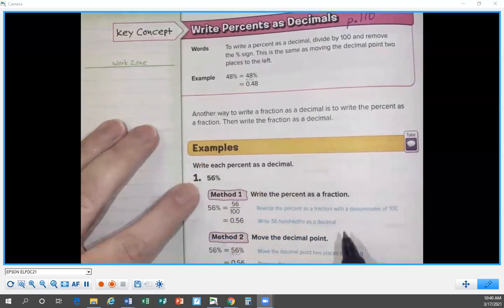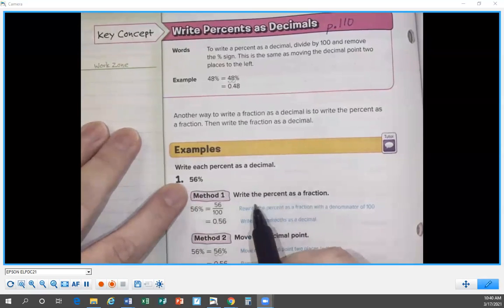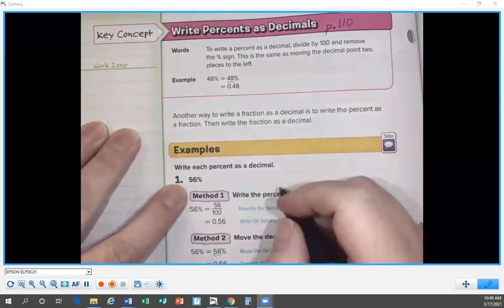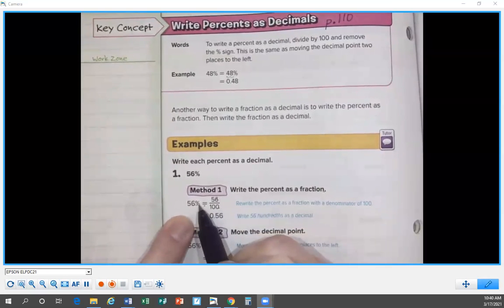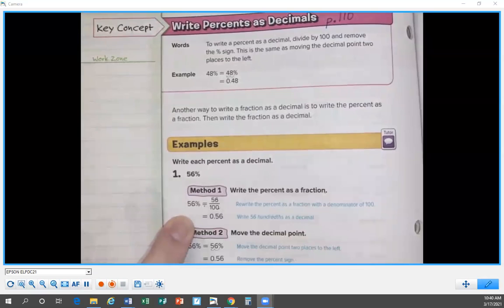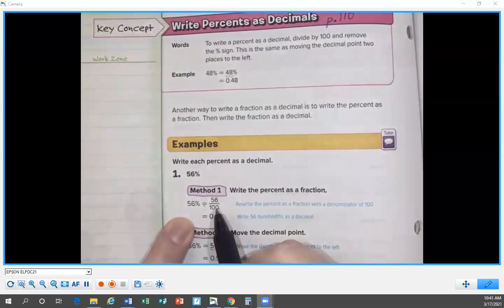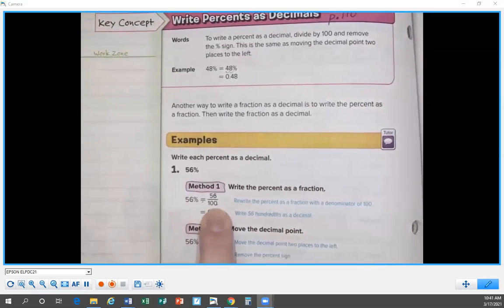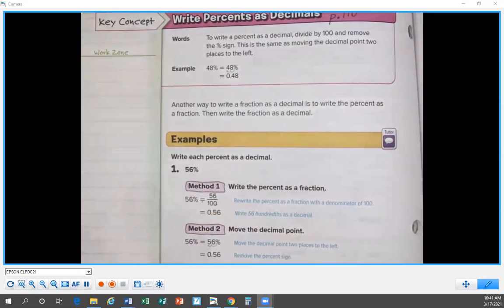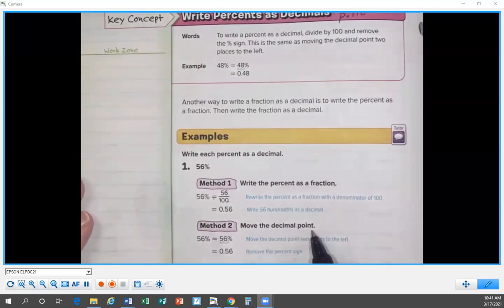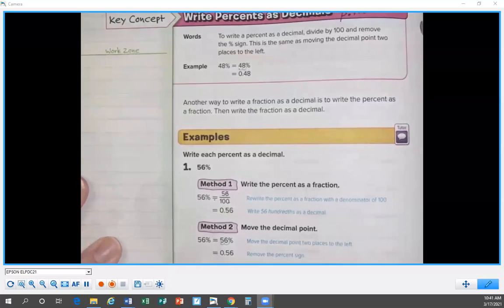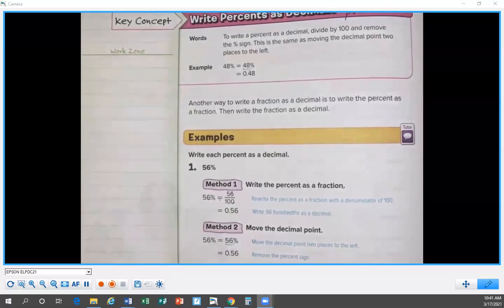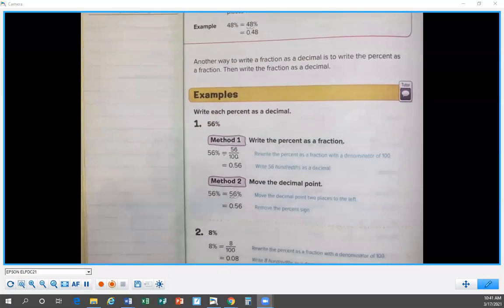So method 1, so we have 56%. Write the percent as a fraction. Okay, so 56% will be 56 over 100 because percent means per 100. Per is that division sign or the fraction bar, 100. Okay, and then we take that fraction and we convert the fraction into decimal form. Okay, and then the second method is move the decimal point 2 places to the left and drop the percent sign. So that's the second method. And you can use whichever method you prefer.